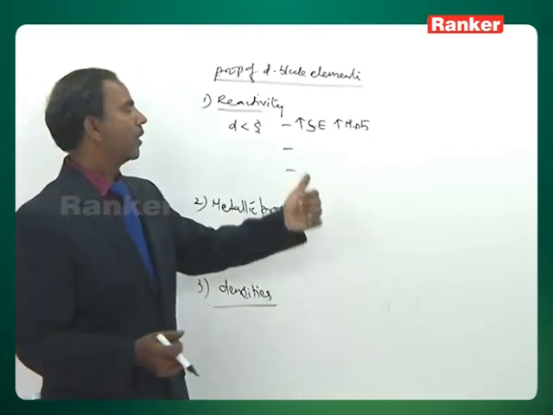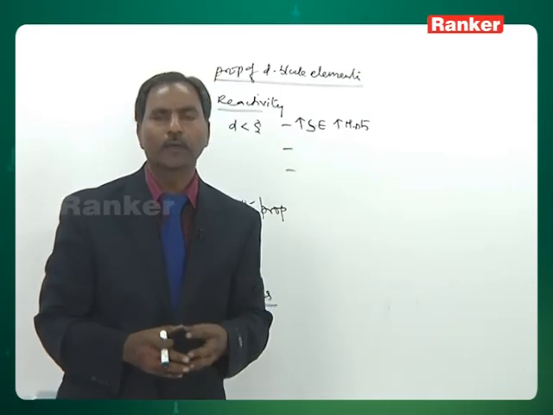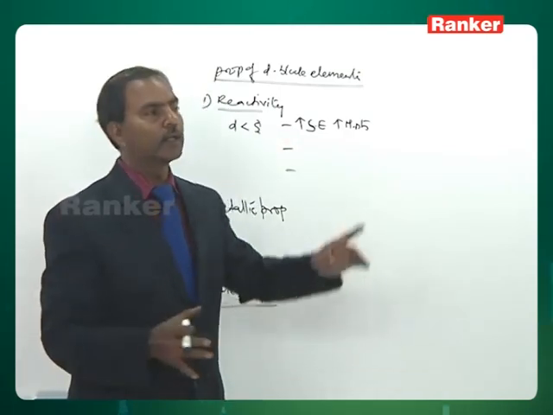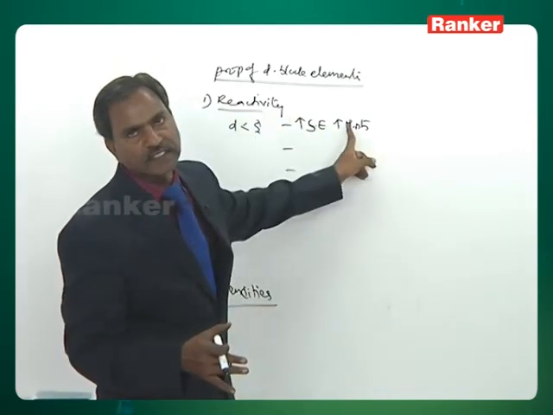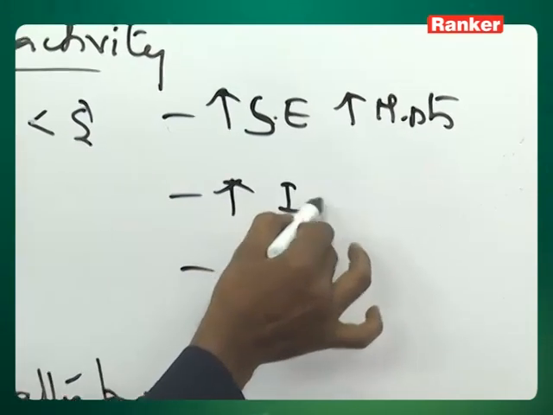But in the case of d block, take any metal like iron. Is it easily sublimable? No. Their melting points and sublimation energies are very high, therefore d block elements are less reactive. First one. Next, they have high IP values.